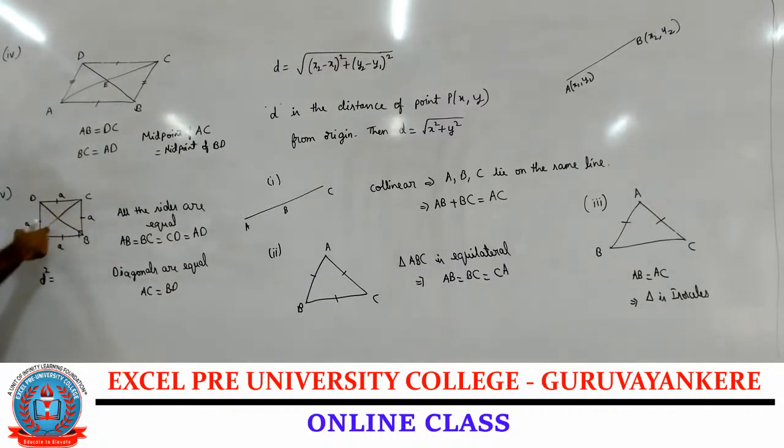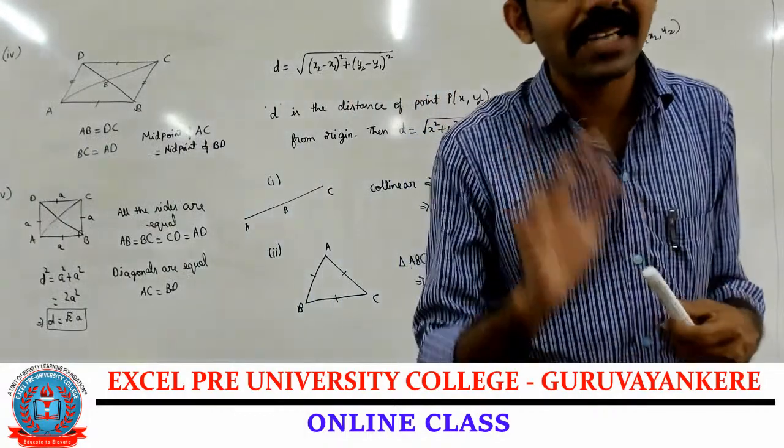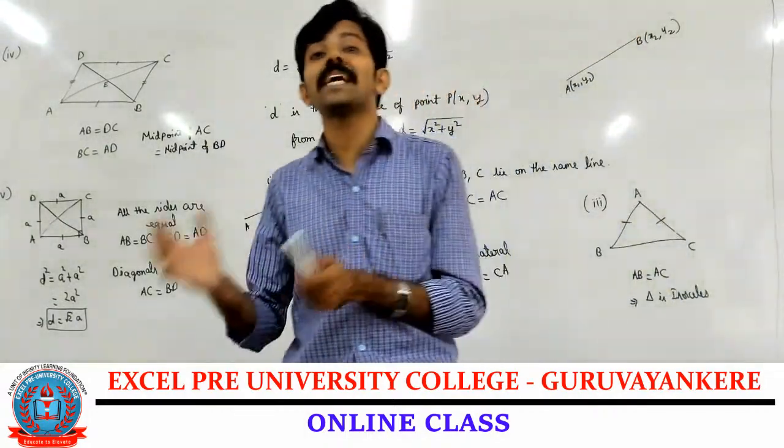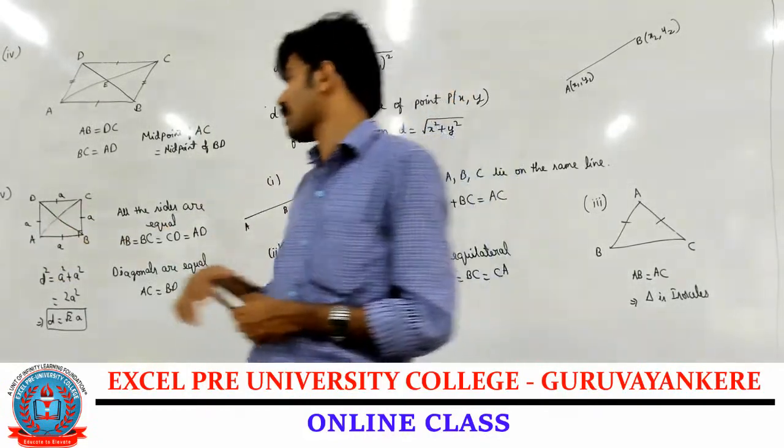In that case, D square, the length of the diagonal square, is A square plus A square, which is 2A square. D square is 2A square. So D is root 2 A. The relationship between the diagonal of the square and the side of the square is root 2 A. Diagonal is root 2 times the side of the square.